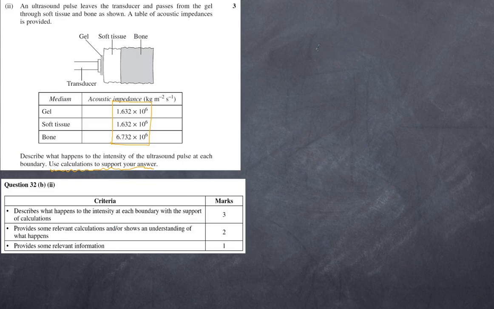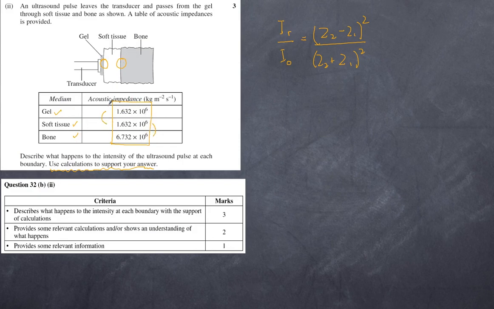You remember, of course, that the formula that we use is that the intensity of what's reflected divided by the initial intensity, often referred to as I naught, is equal to the differences between the acoustic impedances divided by the sum of the acoustic impedances squared. And there are 2 boundaries. The first boundary is from gel to soft tissue, and then soft tissue to bone. The fact that all 3 are given means that you need to discuss both boundaries.